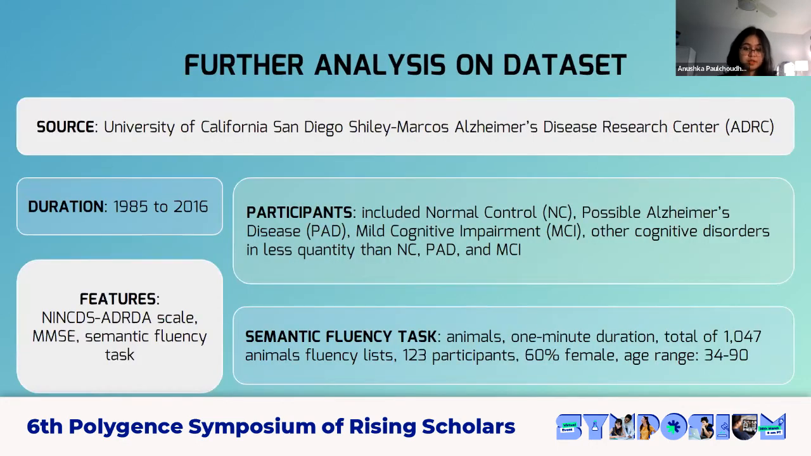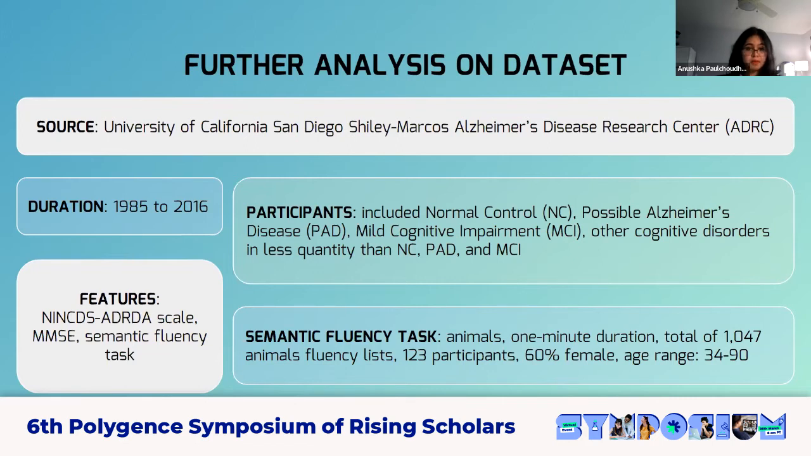So I wanted to talk more about the data set that I used. It was from the University of California, San Diego, Shiley-Marcos Alzheimer's Disease Research Center. This study was conducted from 1985 to 2016, which was especially helpful in monitoring the progression of Alzheimer's disease over such a long period of time. Essentially, the groups that I analyzed were the normal control patients, possible Alzheimer's disease patients, which I will refer to as PAD or probable AD, and mild cognitive impairment, which I will refer to as MCI. It also included other cognitive disorders, less commonly. However, to make a significant analysis, I used only normal control, probable AD, and MCI.